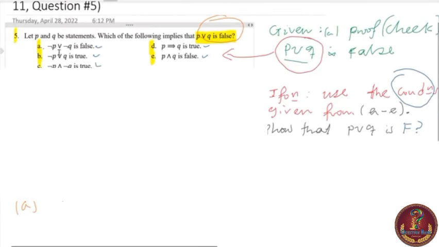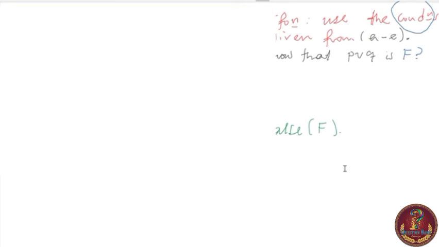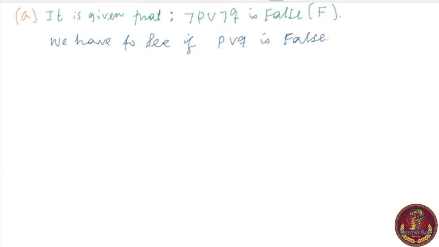You can see negation of P or negation of Q is false. Does this condition allow us to conclude that P or Q is false? So what do you have to check? We need to check if P or Q is false. We'll start from the given information as usual. What is given? Negation of P or negation of Q is false.